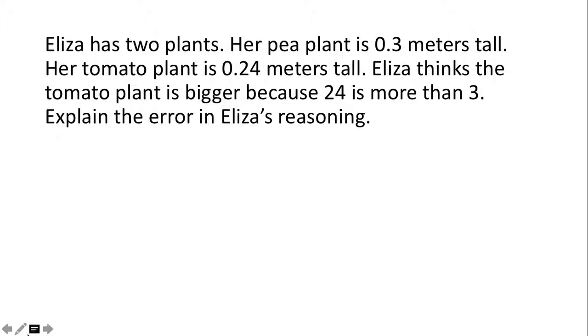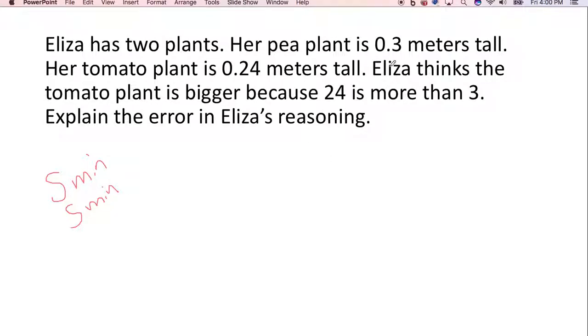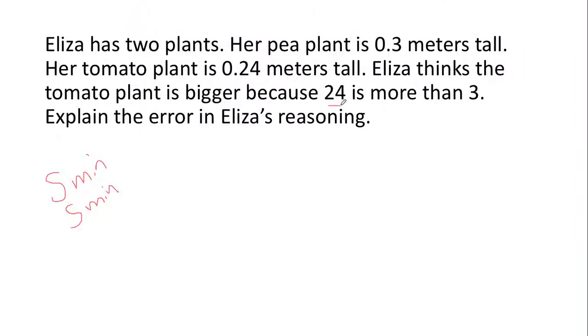Now, teachers, I'm explaining that to you. I don't want you to explain that to them. Same format. I want you to let them work for 5 minutes and then discuss it for 5 minutes. But your question needs to be, did they actually talk about the error? And the error in this case is that Eliza just used the digits she saw, 24 and 3. But 24 and 3 don't have the same value. And when we compare, we have to compare like values.